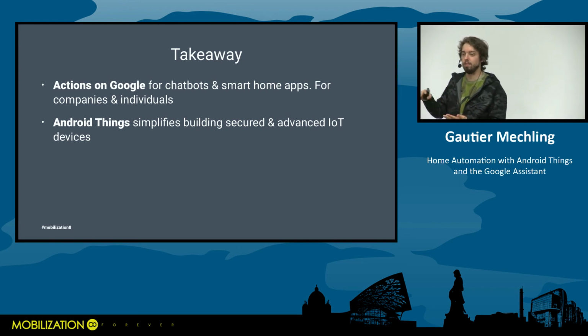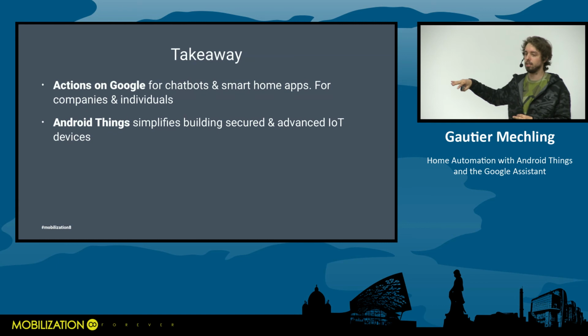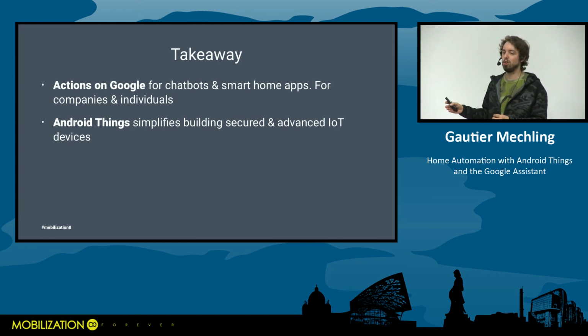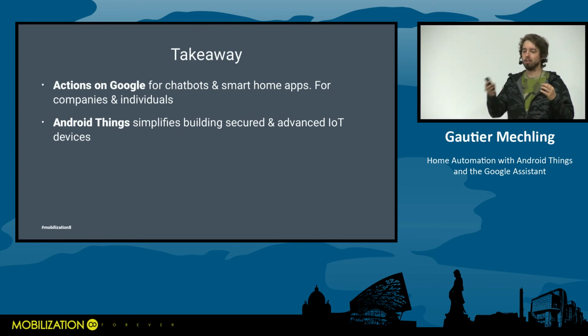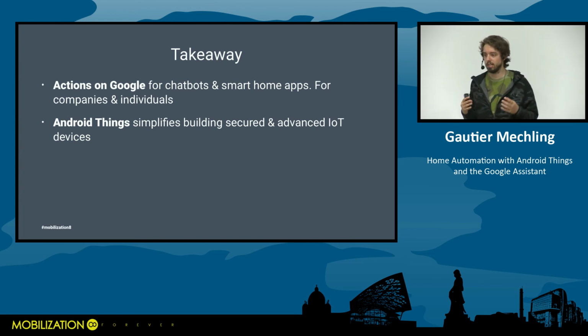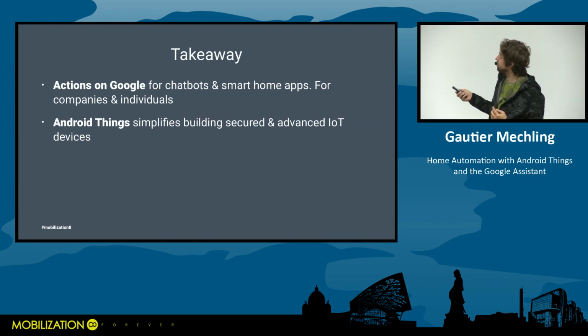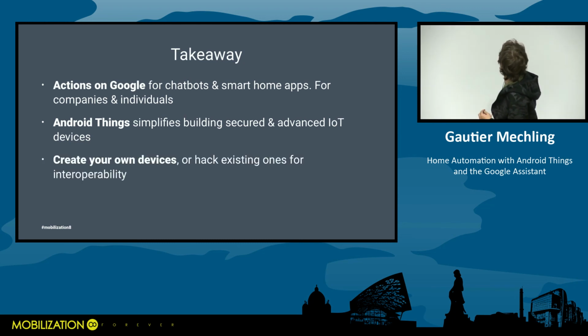Android Things really simplifies building secure and advanced IoT devices. If I wanted to do that using a microcontroller like this, having an observable wrapper around the Cloud Firestore to contact a light bulb using Bluetooth API, it would be crazy using an Arduino. With Android, it's so easy. So that's a reason why Android Things is good to build secure and advanced IoT devices.